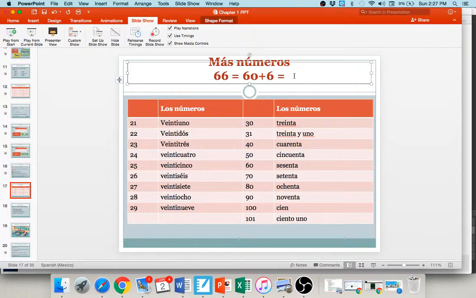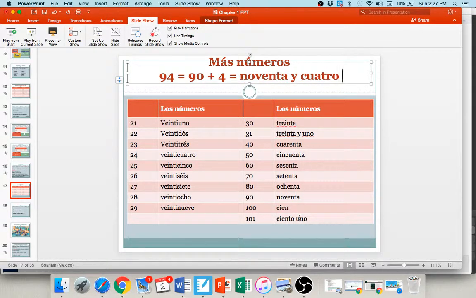So 60 in Spanish, we said was, down here, sesenta. And in Spanish is "y", good, you remember, and then 6 is seis. So sesenta y seis, 66. Let's pick another number. What if I want to say 94? This would be 90 and 4. 90 in Spanish, we look down here, is noventa, and "y", and then 4 is cuatro.